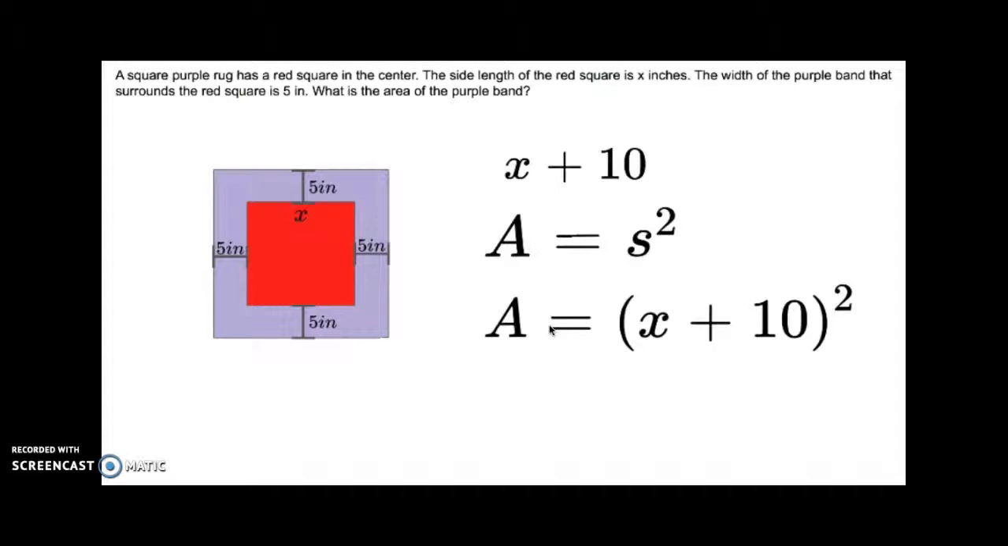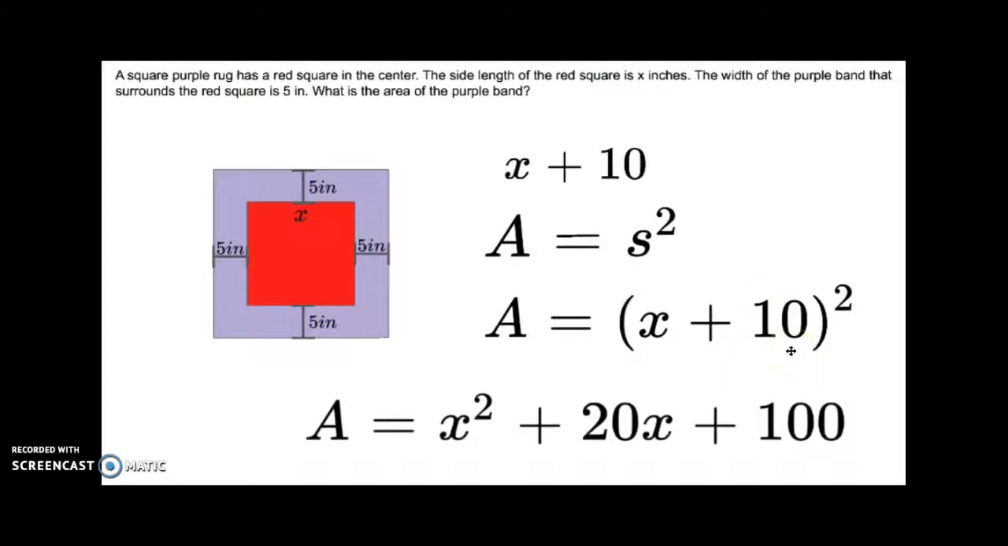So now we've got to do out the shortcut that we learned. We start by squaring the first term and we get x squared. Then we multiply these two together and double it and get 20x. And then we square the last term and get 100. So the area of the purple square is going to be x squared plus 20x plus 100.